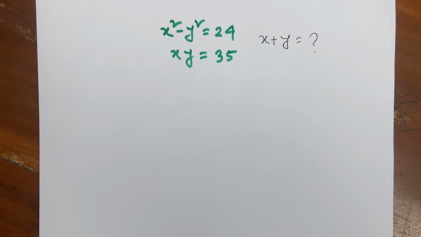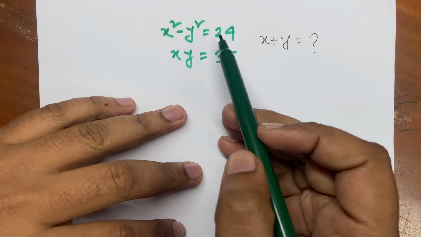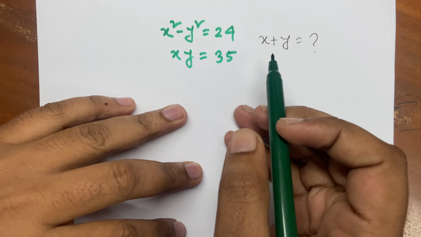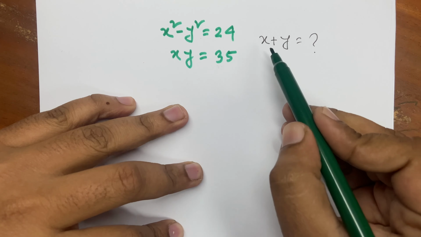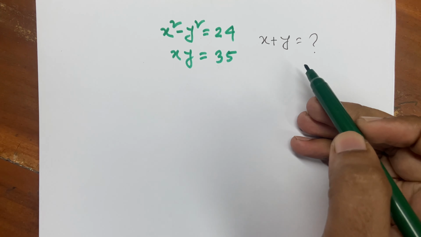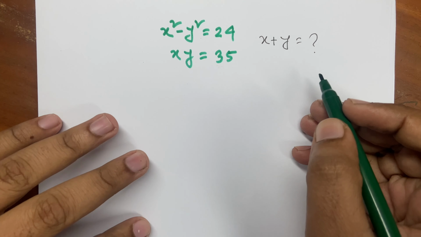So if you want to solve this, x is equal to 35 by y, and then you can put this x below in this equation. You can find out easily what is the value of x and y. Then you can find x plus y, a real value. But I solved this problem another way.